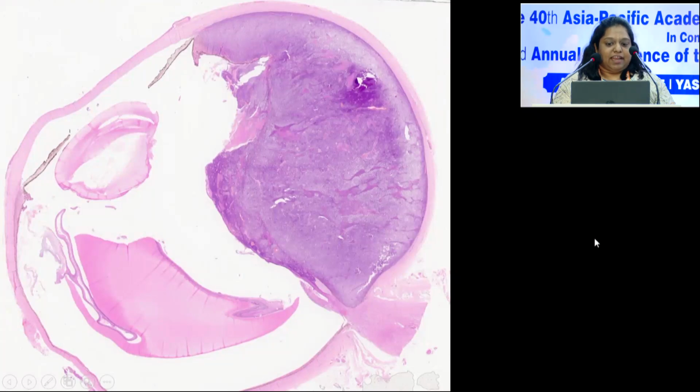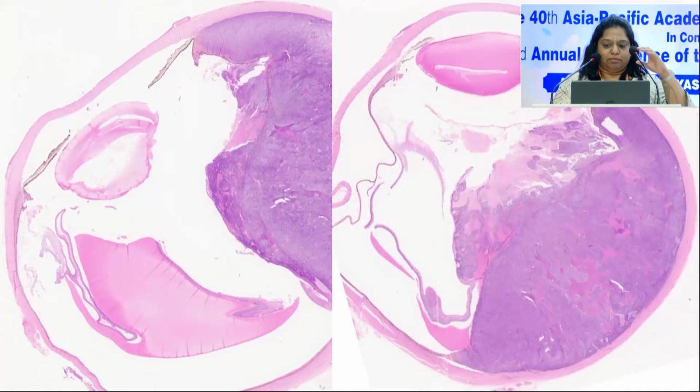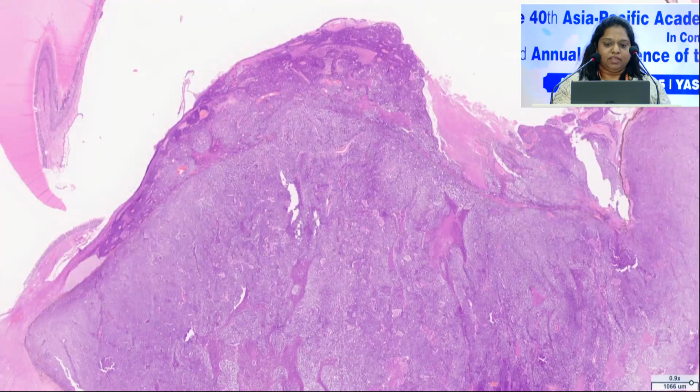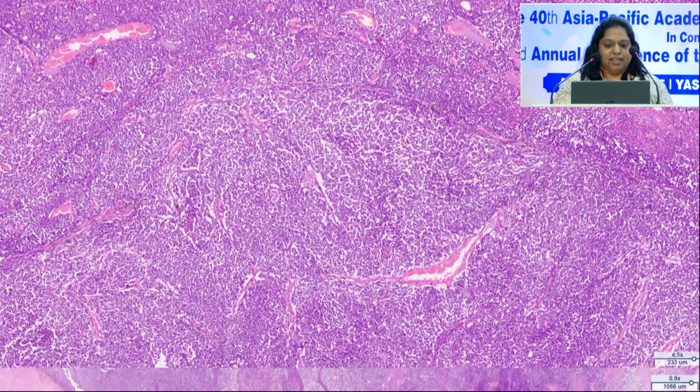So this is the scanner view showing the similar picture. You can see that this whole area of the tumor is predominantly in the choroid and is extending into the ciliary body. This is the peripheral callotte showing the same. And this is the enlarged magnified view where you can see that the Bruch's membrane is ruptured and these small cells are entering into the vitreous cavity over here.